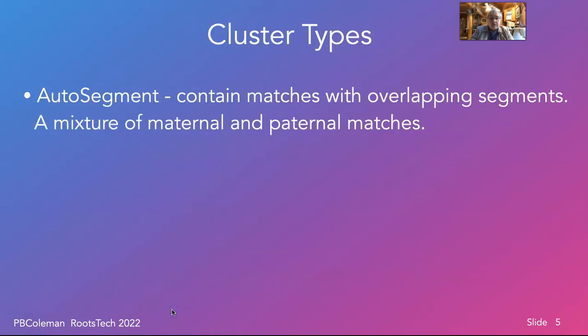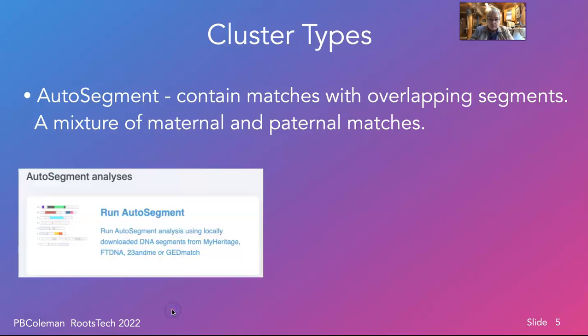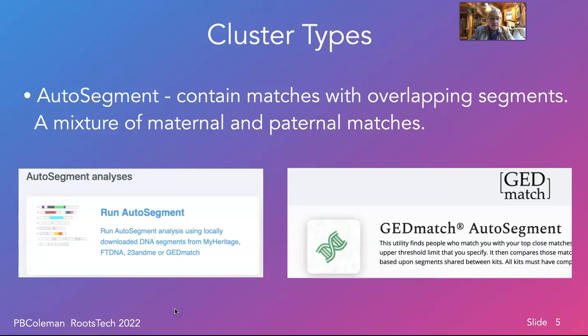Another type of cluster is the AutoSegment cluster, and this is going to contain matches that have overlapping segments. They're going to be a mixture of maternal and paternal matches because they're looking at the segments that overlap with each other and not paying attention to shared matches at all. Again, on Genetic Affairs, you can run AutoSegment clusters for your MyHeritage, Family Tree DNA, 23andMe, or GEDmatch data. On GEDmatch, under the Tier 1 tools, you can also run the AutoSegment cluster.